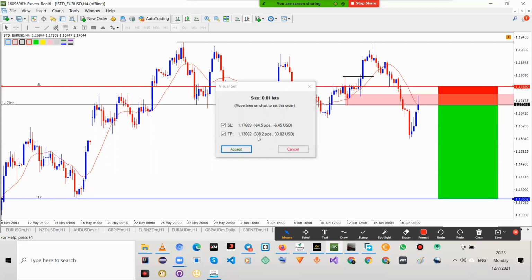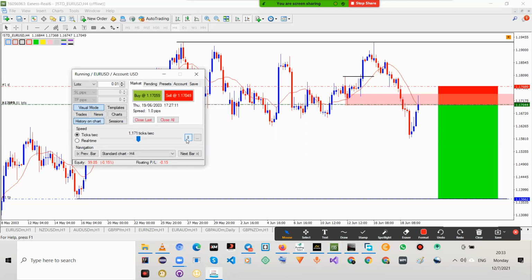I can see that I'll be winning 338 pips as to 64 pips, and that's a $6 stop loss and a $33 take profit. So the risk reward ratio is ridiculous on this trade right here. That's 1 is to 5.5. You can imagine the risk reward is powerful. So the trade is in play now.